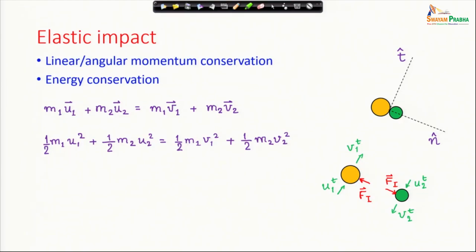So, Fi acts along the n cap direction, and I have shown the incoming and outgoing tangential components of velocities of the particles. These tangential components are being indicated by this superscript t. So, this is for the first particle the incoming tangential velocity, and this is for the first particle the outgoing tangential velocity.